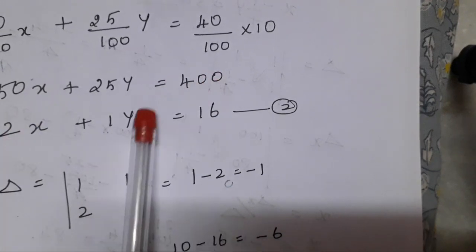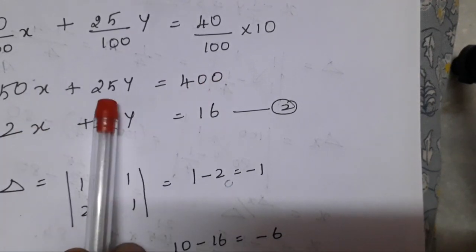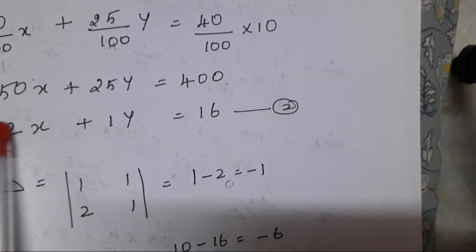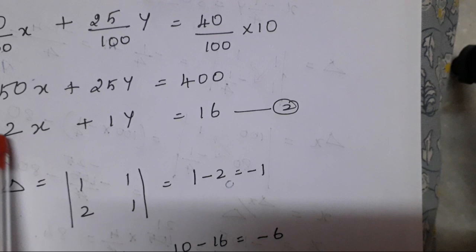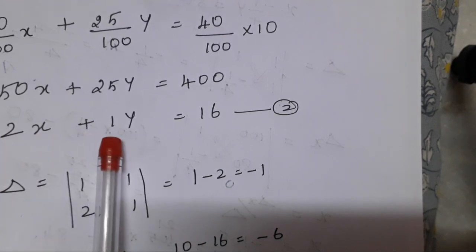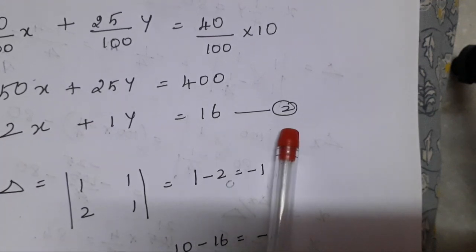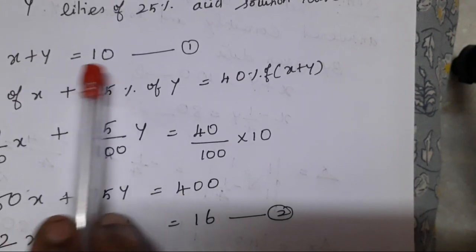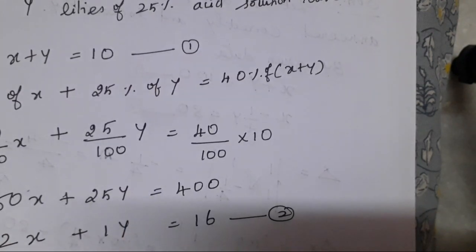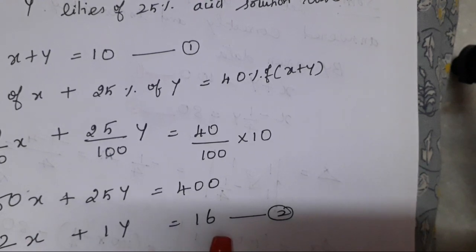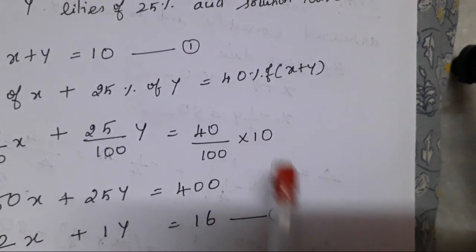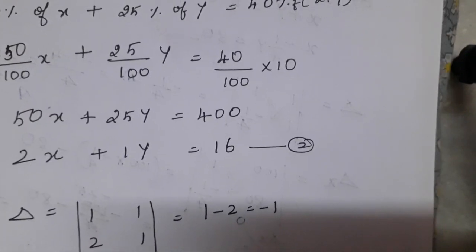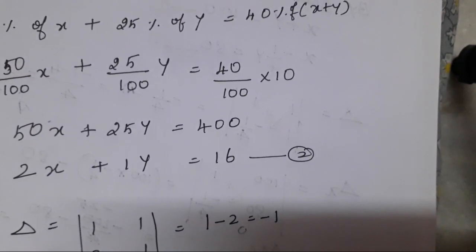Now you can simplify the calculation. So 50x plus 25y equal to 400. You simplify the equation. 2 into 25 is 50. 2x plus 1y equal to 16. This is equation 2. The first equation is X plus y equal to 10. 2x plus 1y equal to 16 is the second equation. If you make the linear equations, you are easily able to solve the problem. Now delta equal to, what is our delta?